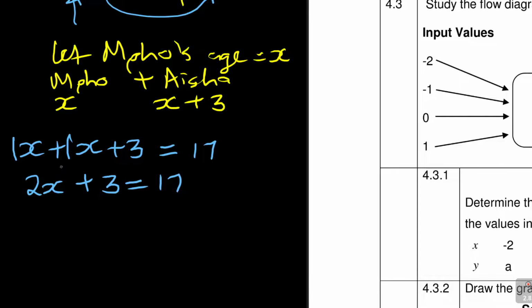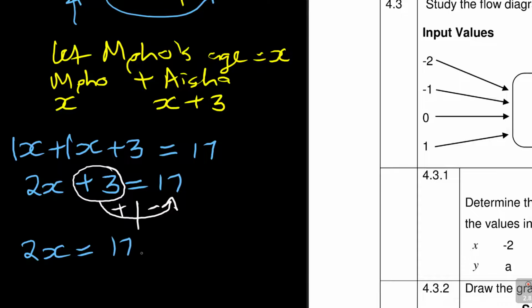Now, we have got similar equations whereby there is a plus sign here of 3, which can move to join 17. It was positive, it will become negative. You see that? So you have got 2x is equal to 17 minus 3. And then what is it? 2x is equal to 17 minus 3. What do you get? You get 14.